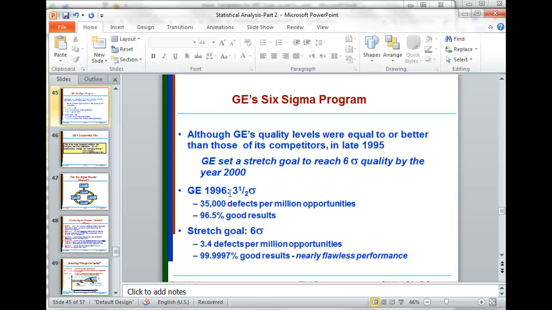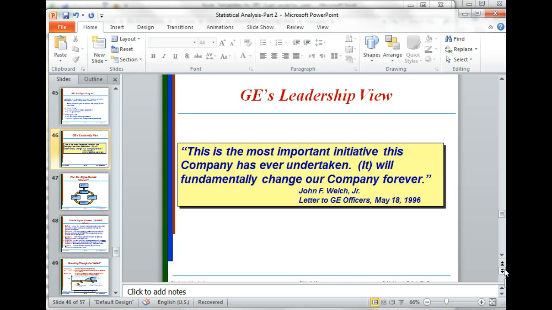And so that's how they got behind Six Sigma, saying that if we can reduce that, going from 3.5 to 4 or 5, we can significantly reduce defects. First of all, our customers are going to be happier, but we're also not going to have to send out that many warranty calls and fix the problem after we ship the product out. So based on that experience, this is in 1996, Jack was saying that this is the most important initiative this company has ever undertaken. It will fundamentally change our company forever in terms of looking at processes and improvement.